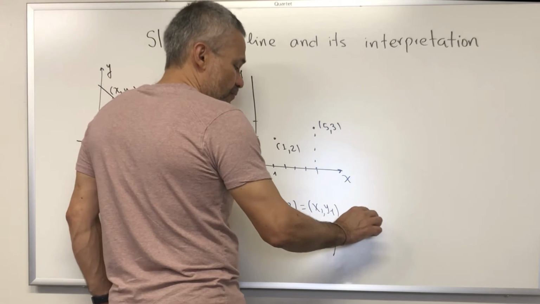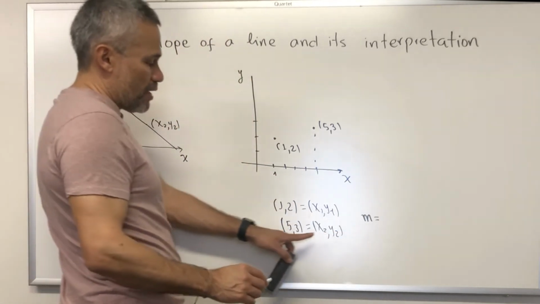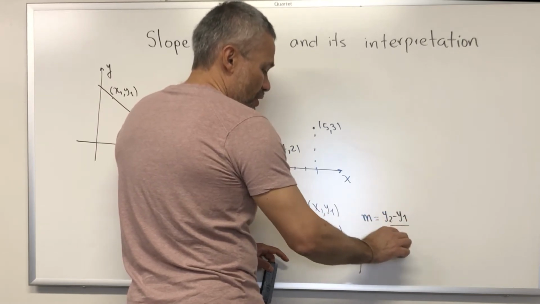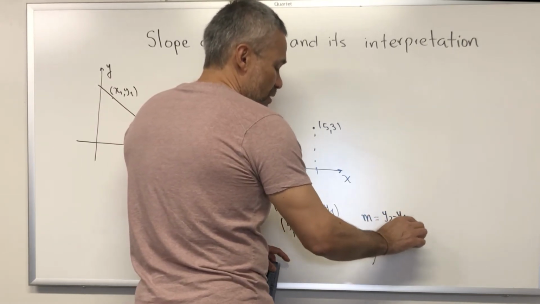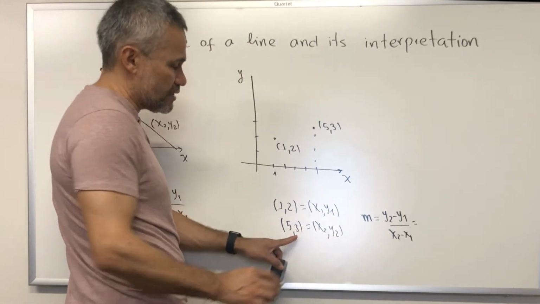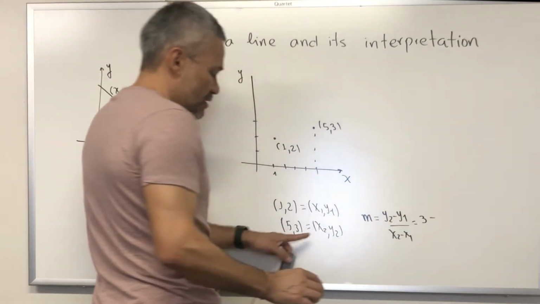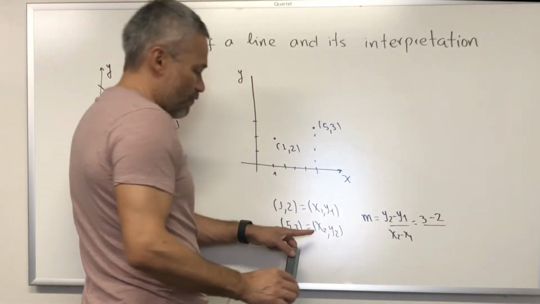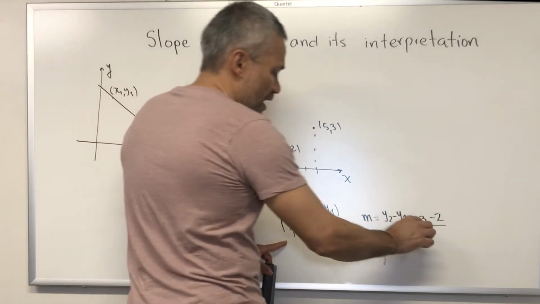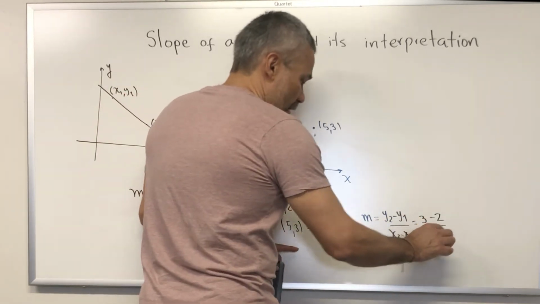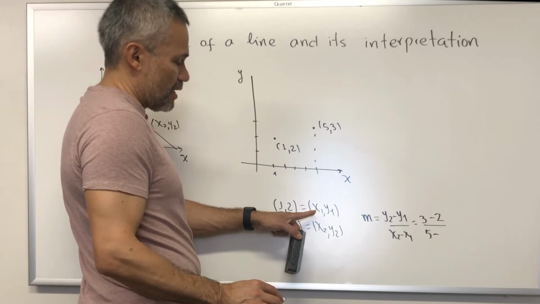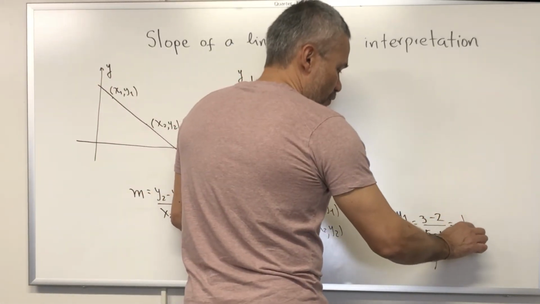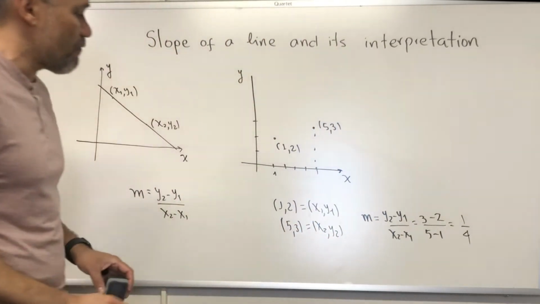Then in this case, the slope would be y2 minus y1 over x2 minus x1, and y2 is 3 minus y1 is 2, 3 minus 2 over x2 is 5 minus x1, which is 1. Then this is 1 over 4. Then the slope is 1/4.